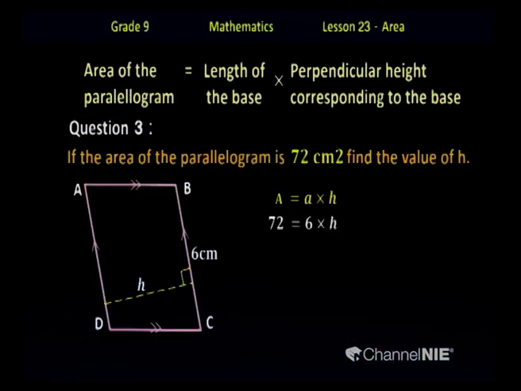Then area is 72. Base is 6. Substitute the given values. Then the unknown thing is the perpendicular height. You have an equation. Simplify it. To find out h, both sides should be divided by 6. Then what is the answer? 72 is divided by 6. Then the answer becomes 12 centimeter. Then we found the height of this parallelogram between the two sides BC and AD.